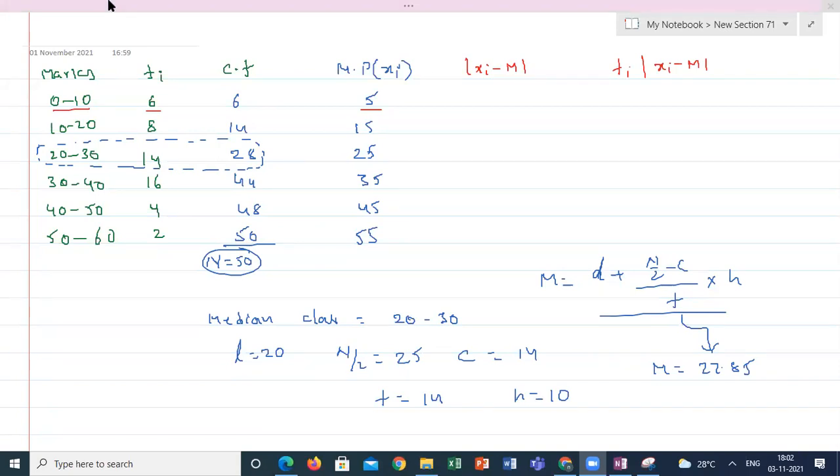Students, anyone got the values? Sir, could you do this one? What are the Xi minus median values, guys? 27.85. One second, students. Just one second.